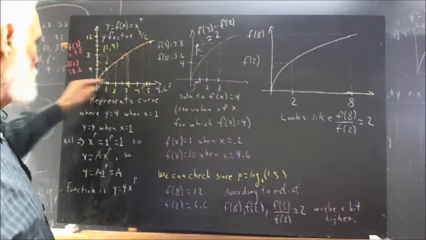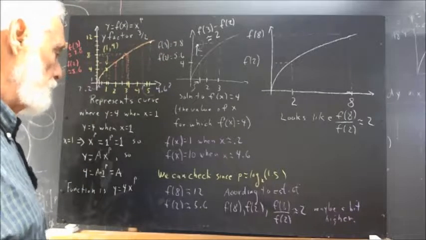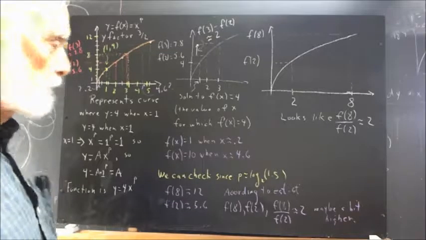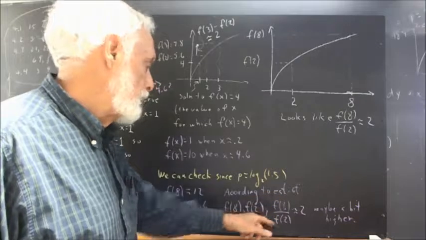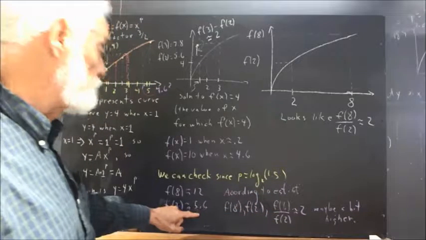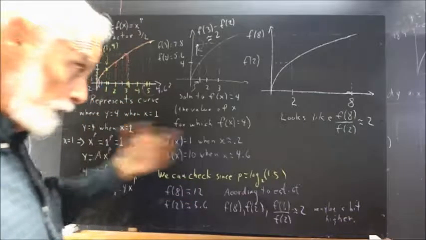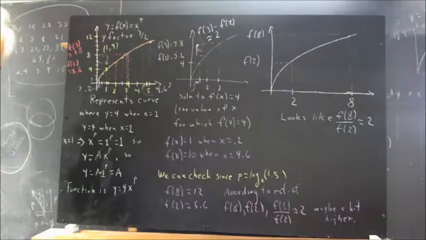On this graph, if we extrapolate out to 8 and see where the curve would be, I estimate that f of 8 is 12, f of 2 is 5.6. If I actually do the arithmetic, I see that f of 8 over f of 2 is a little bigger than 2, since 5.6 is a little smaller than half of 12. But that should give you a picture, if you need it, to go on to the more challenging subsequent problems.